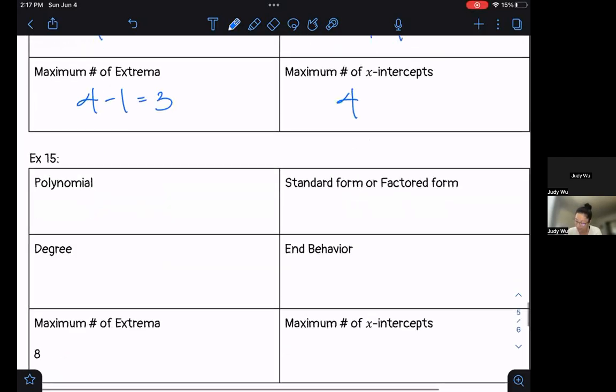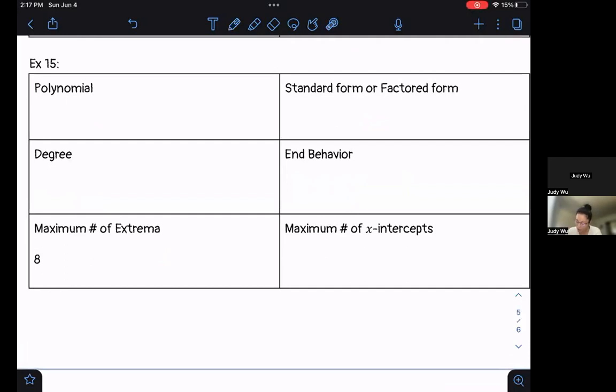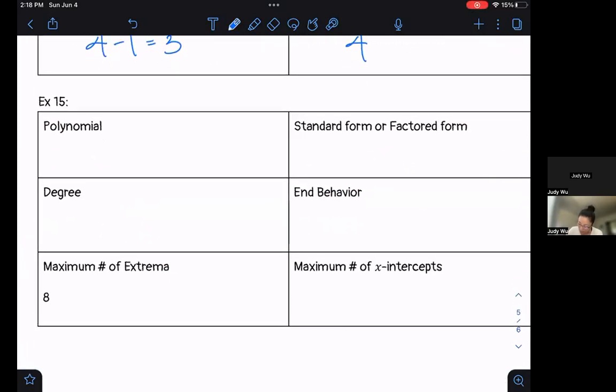All right, last example here. We want to write a polynomial, our choice, whether it's standard or factored form. The only information that we have is that the maximum number of extrema is 8. All right, so if the maximum number of extrema is 8, then 8 plus 1 means I have degree 9. And it means I have at most 9 x-intercepts. All right, now again, I could write something with end behavior down, up, or I could write something with end behavior up, down, all right?